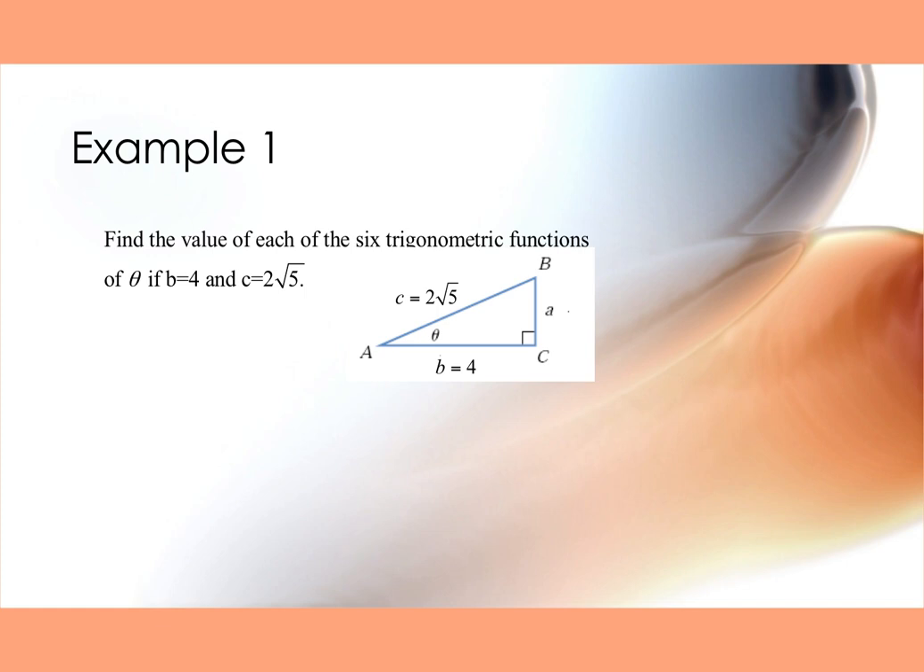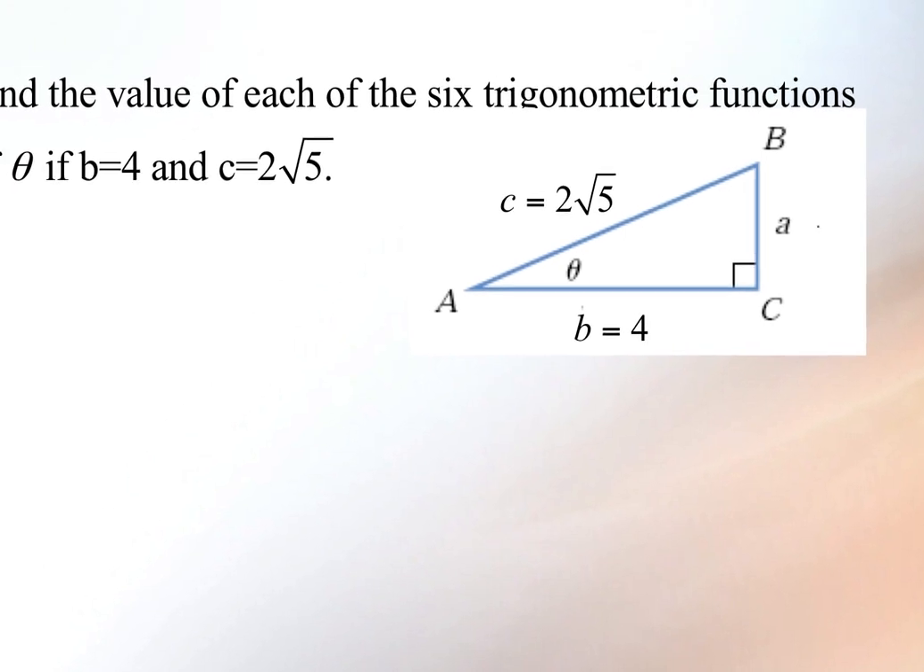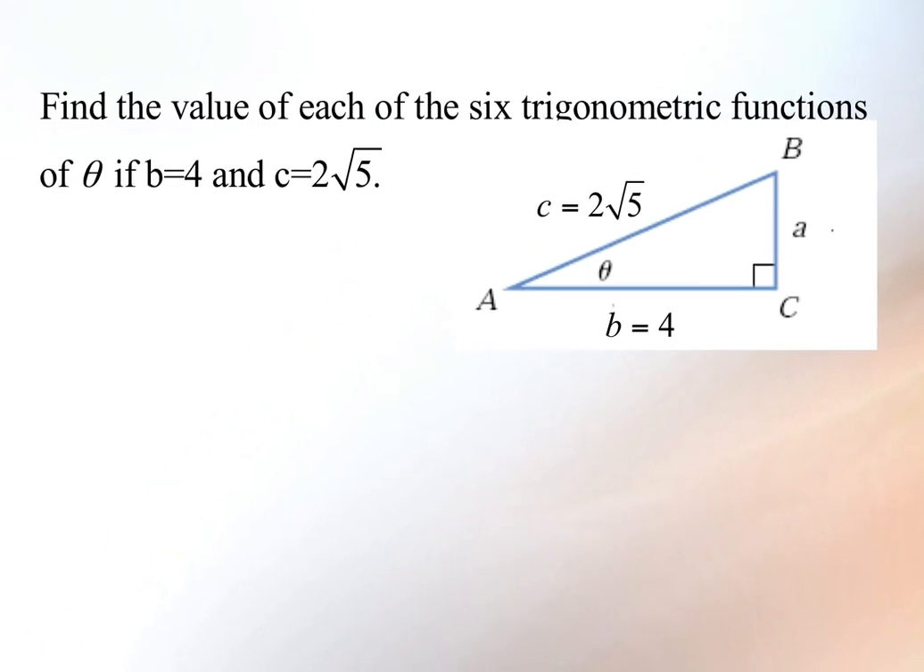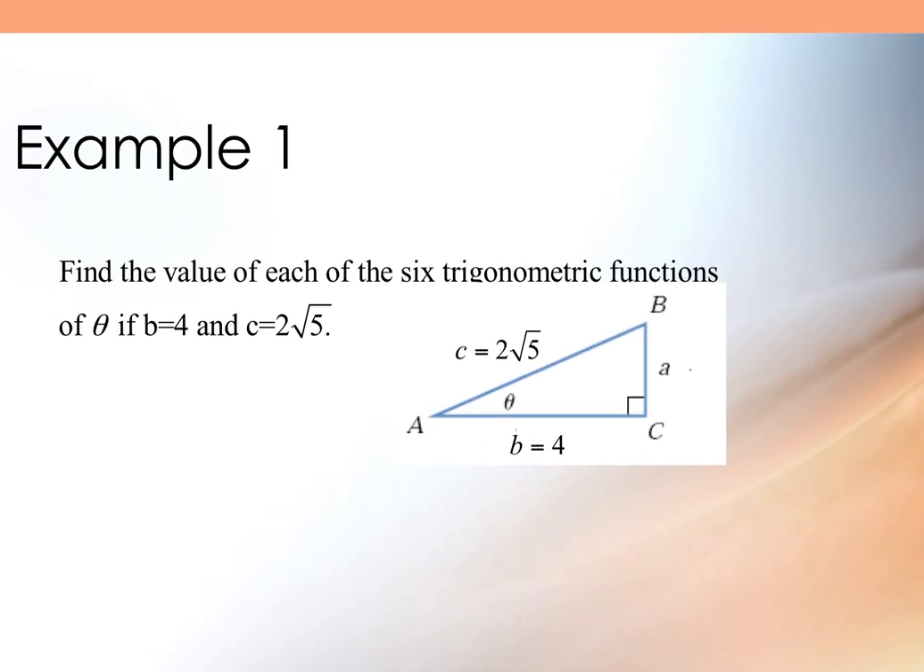It says find the value of each of the 6 trig functions if b is 4 and c is 2 root 5. So this is just a generic right triangle. I know nothing about those angles. I'm not going to use my calculator. So how could I find that third side? Good, Pythagorean theorem.